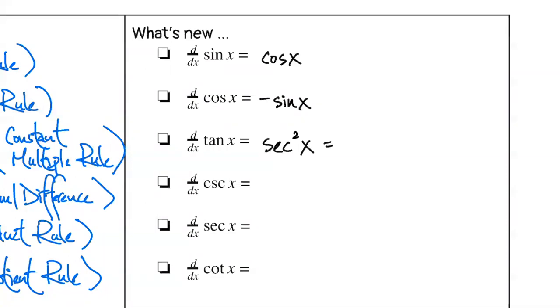And just to be clear, secant squared x is the same as if you took secant of x and you squared that whole thing. And you're out. Okay, these are honestly the 3 most common ones. Anybody know the other 3?